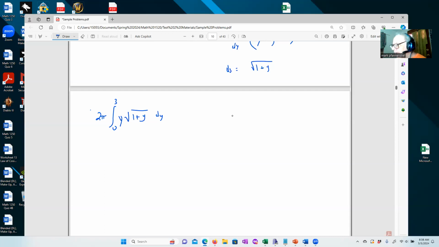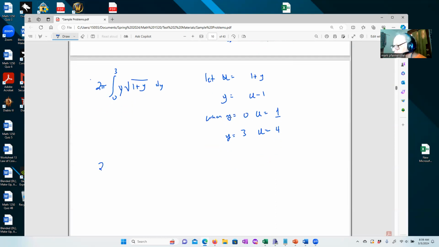Okay, so we're going to go ahead and set u equal to 1 plus y, meaning that y is equal to u minus 1. Okay, so we have that. I'm going to go ahead and say from here, when y is equal to 0, u is equal to 0 plus 1, 1. When y is equal to 3, u is equal to 4. So we're going to go ahead and change our limits of integration here. So I'm going to have 2 pi integral from 1 to 4.